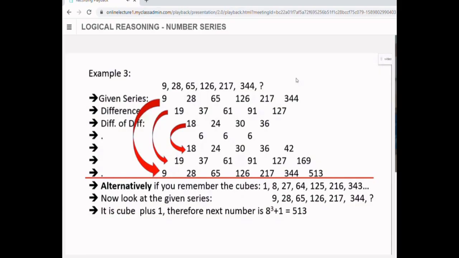Now whether you are doing it by the first method or by the second method, both the methods are right.